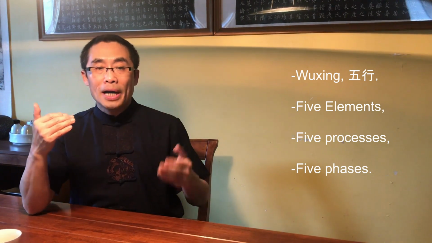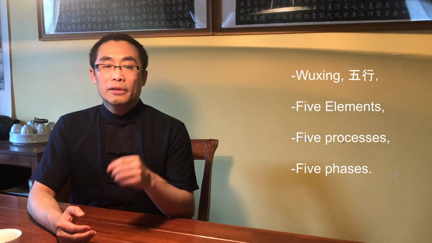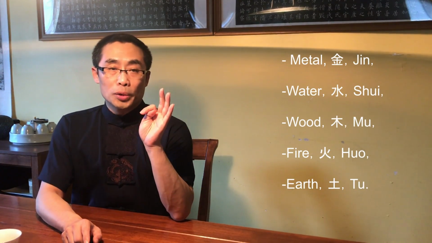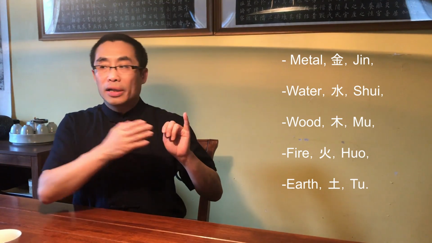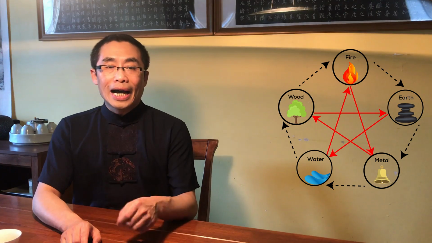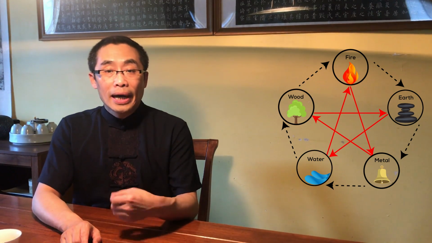First topic, 5-element theory. Xing, or 5 elements, is a Chinese term used to express a conceptual scheme in the development of Chinese thought. People often call it 5 processes, 5 phases. Those are metal, or 金 in Chinese, water, 水, wood, 木, fire, 火, earth, 土. For the remainder of this video, I will only use the term 5 elements since that is the term commonly used in Xingyi, and also that's the term most people are familiar with.